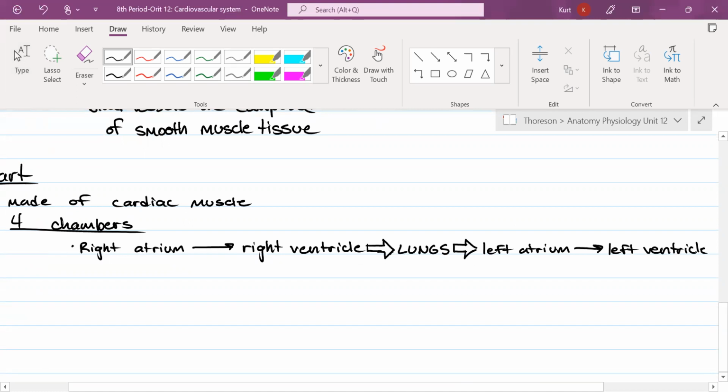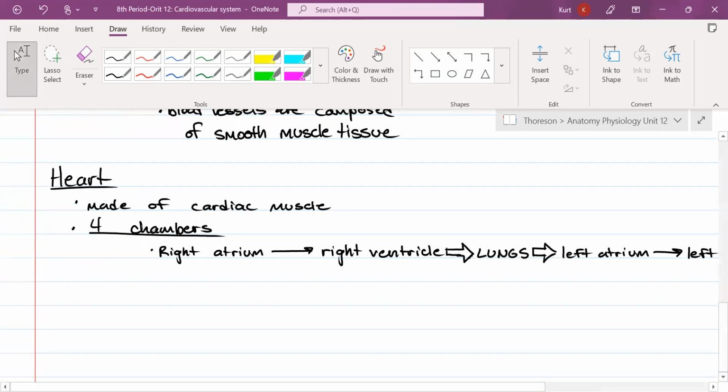Now, there's something I left out on this diagram. I want you to go back to the right atrium after you've gotten all 4 of these. Where is blood at before the right atrium? Where is it coming from? Where is the blood coming from when it is entering your heart at the right atrium? Veins. Your body.